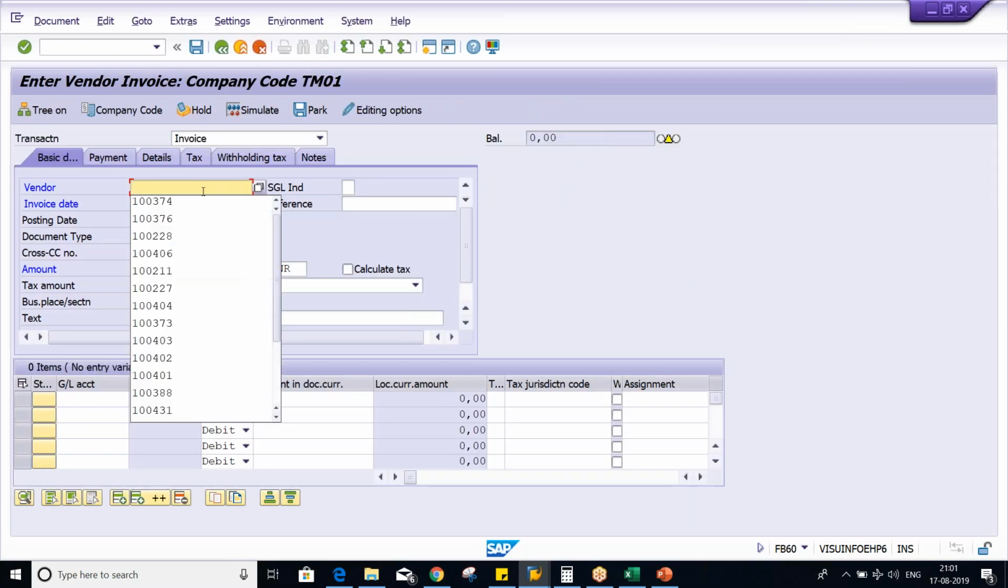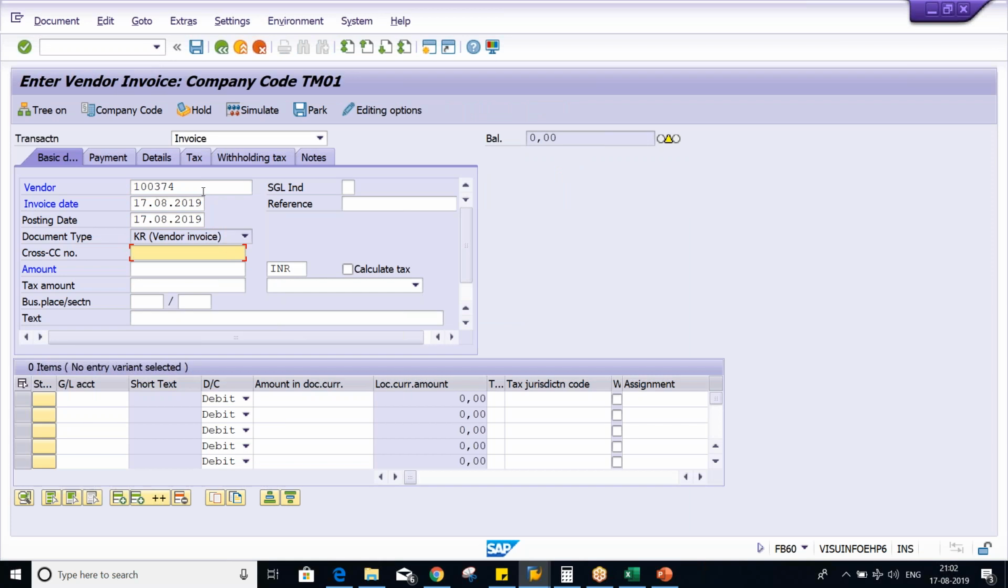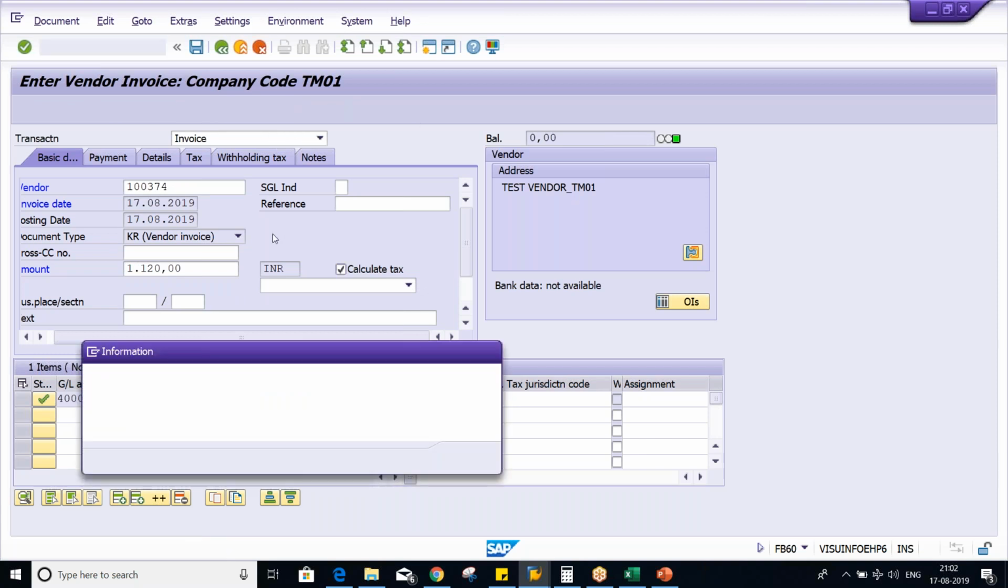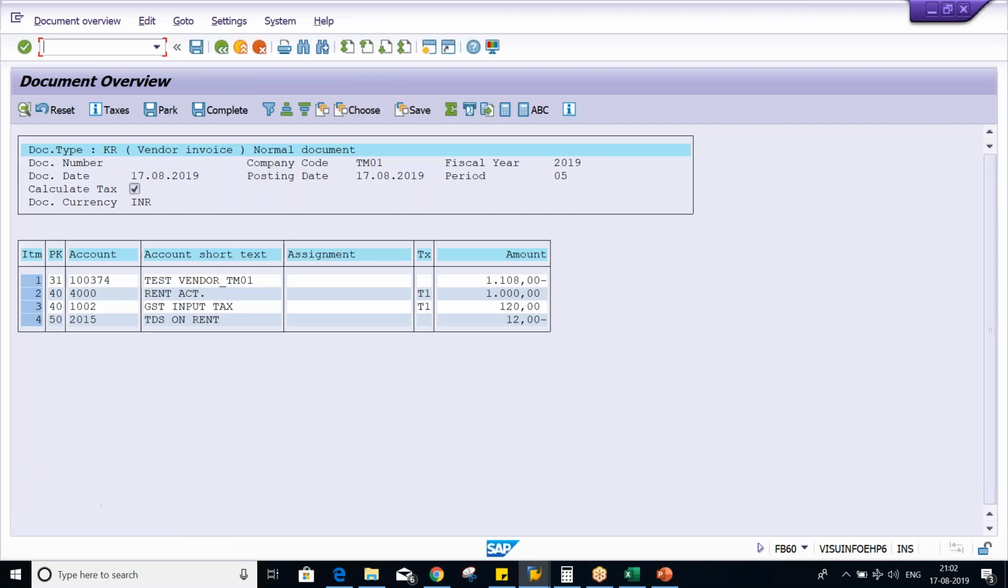So now here, once again, click on simulate. Okay. So here, what is happening, guys? Now look at here. The TDS is getting calculated on this tax amount, GST input, right?